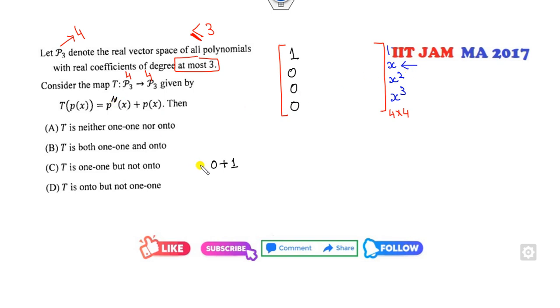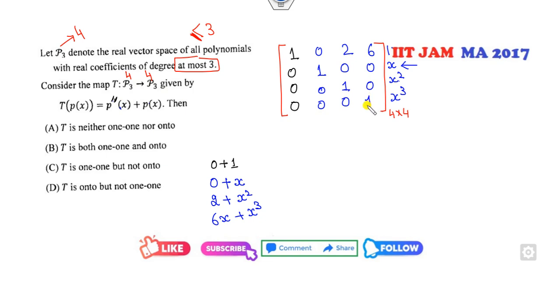If I take x, the second derivative is 0, so coefficient of x is 1, rest values are my 0. If I take x square, the second derivative will be 2, so constant will be 2, x square will be 1. If I take x cube, the second derivative will be 6x, so 6, 0, 0, 1. This is my capital T. Fine. Now your target is to decide one-one and onto.